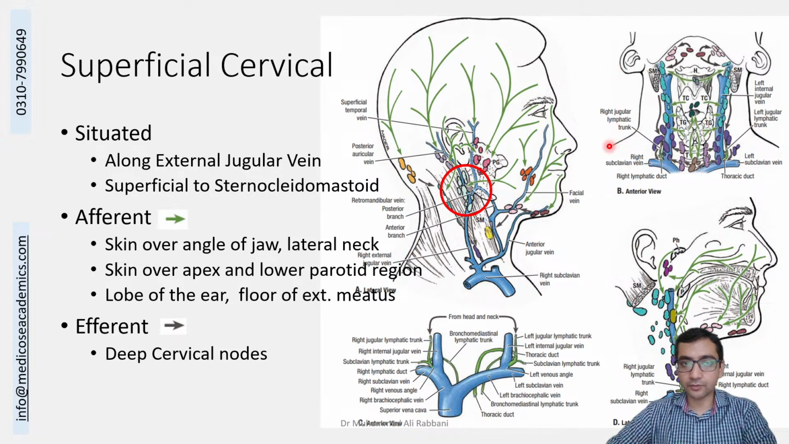Now let's talk about the vertical groups. There is a superficial and deep. Superficial lymph nodes are present on the outside. They are present on the outside of the sternocleidomastoid.